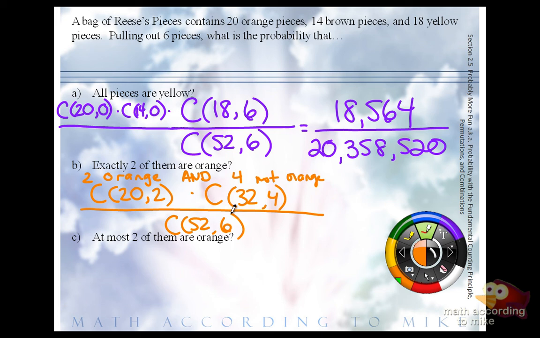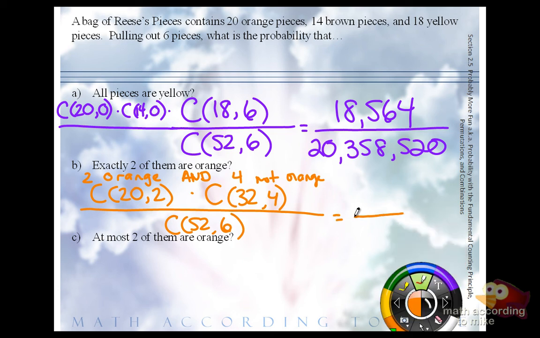Very good. So again, the numerator, of the 20 that are orange, we're picking 2. And of the 32 that are not orange, we're picking 4. Divided by, out of the 52 pieces, we're picking 6. Questions? The numerator, I got 6,832,400. Is that okay? And the denominator is that 20 million number.